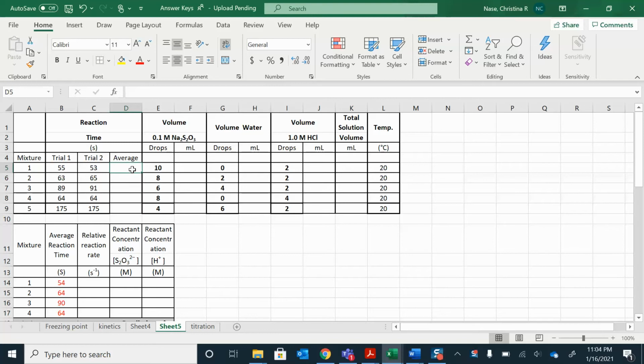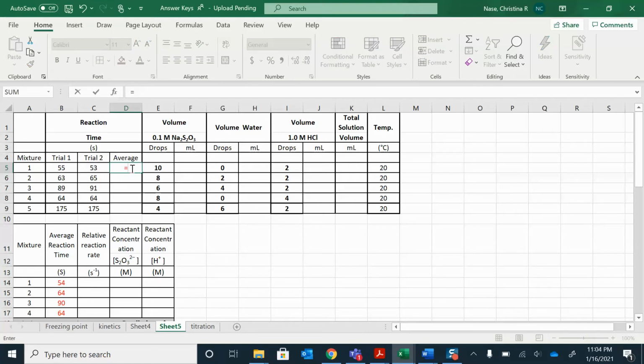To find the average time, that's the first thing we have to do. All you really have to do is add these two times and divide by 2. That's what we're averaging. So 55 plus 53 divided by 2. In Excel, you would just do equals and then parentheses, click on this one, add, click on this one, divided by 2, boom, 54. You can do that in your head. If you don't want to use Excel, that's fine. You can do that by hand as well.